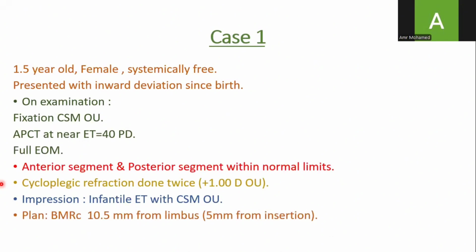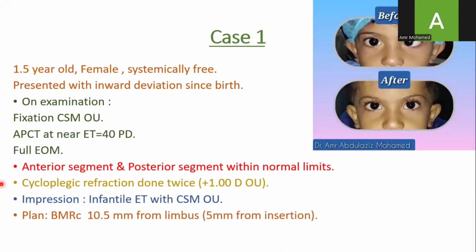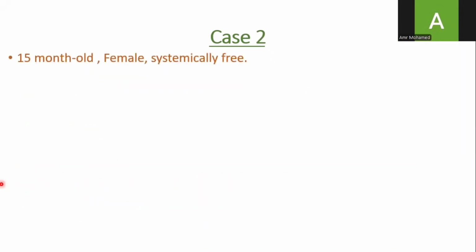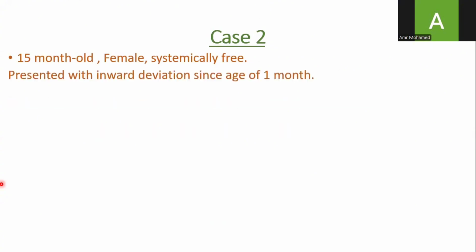So the plan here was bilateral medial rectus recession, 10.5 millimeter from the limbus. And that is the picture of the patient before and after the surgical correction. Case number 2: a 15-month-old female, systemically free, presented with inward deviation since the age of 1 month. On examination, CSM OU and positive cross-fixation, and the presence of cross-fixation usually also gives me the hint that this patient mostly has equal vision in both eyes.